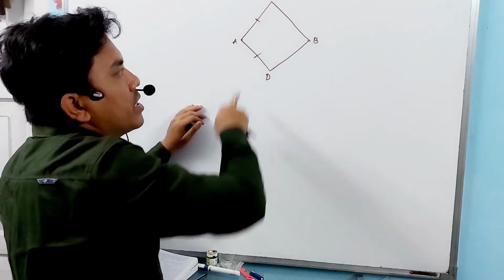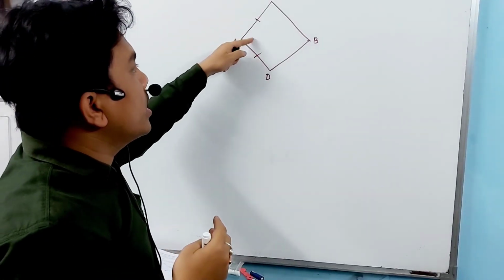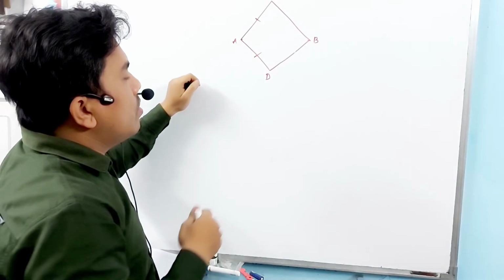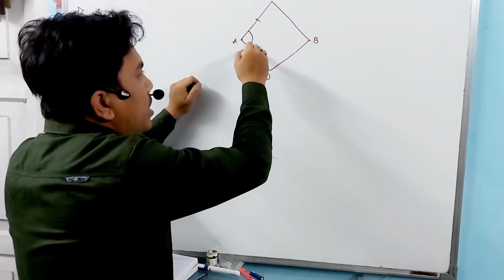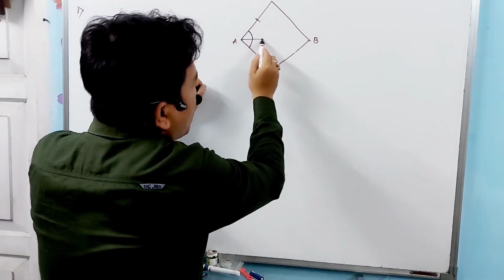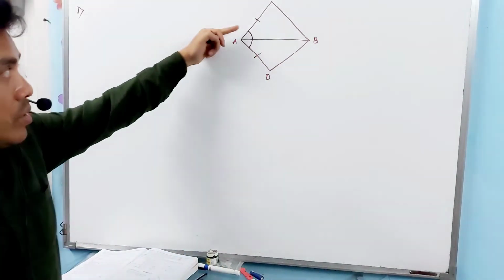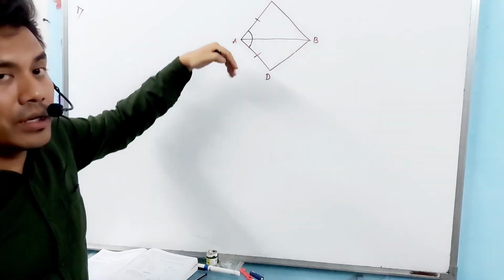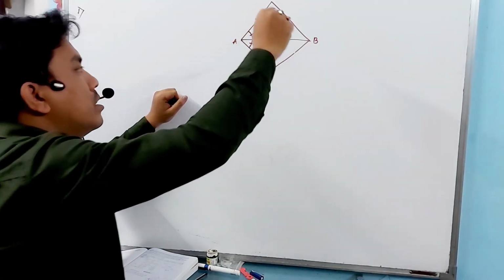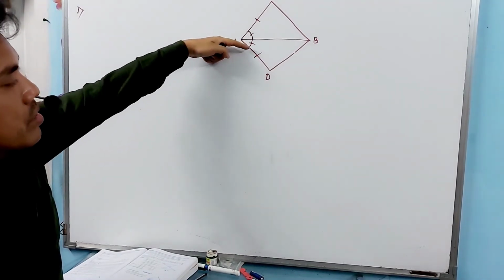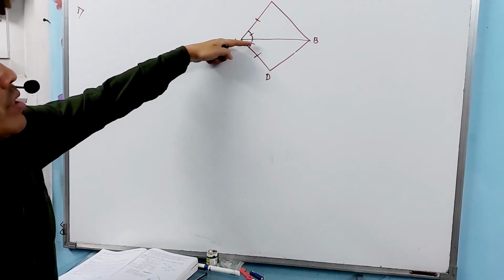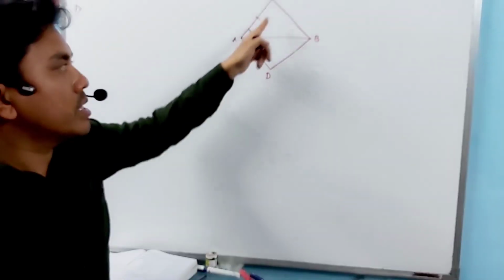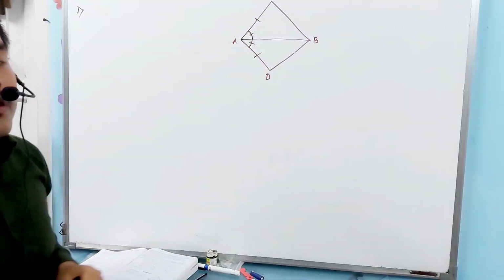in this quadrilateral, how many angles are there? Four angles are there, no? Angle A, angle D, angle B, angle C. Four angles are there. Okay? Now, angle A is bisected by AB. This whole angle is bisected by AB. That means the whole angle is divided equally. If this whole angle was 50 degrees, then each of them will be 25 degrees, 25 degrees. Understood? So it is given that AB bisects angle A. That means this angle and this angle will be equal.